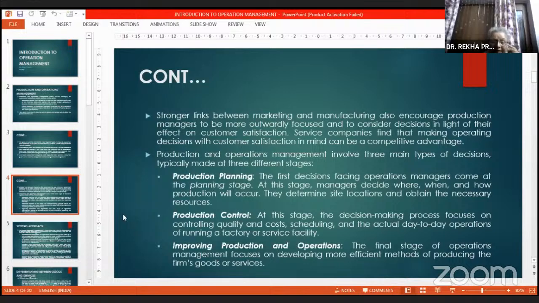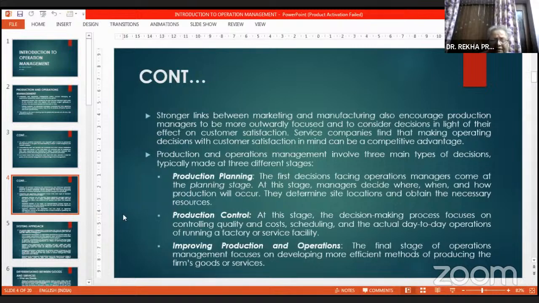So here there has to be a very strong link between marketing and manufacturing, because after all you will be manufacturing only those things which will be marketed later on. If you are not able to market it, then what is the point of running that business? For that you have to do these three basic things. First of all, how will you produce it? Where, what will your plant look like? That we will do in detail later on.